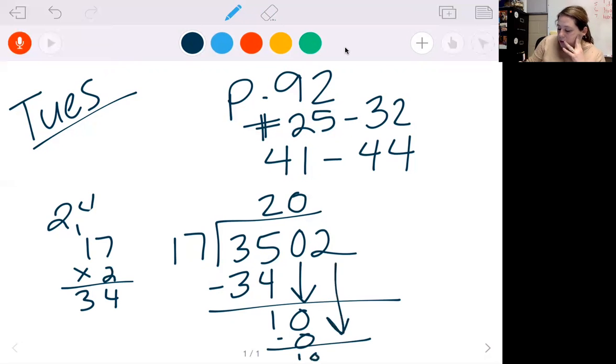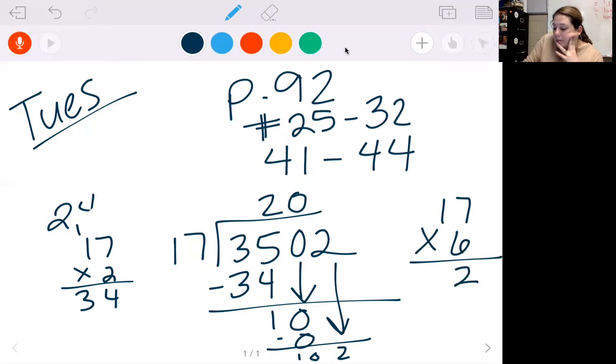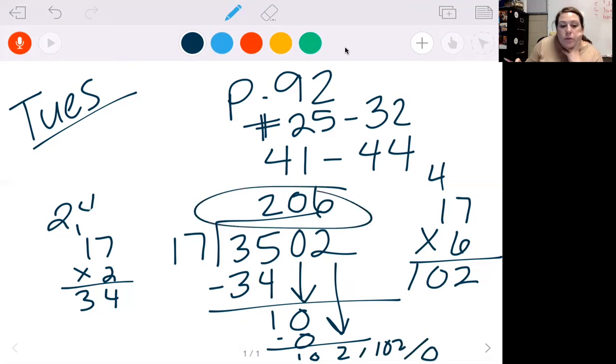10, bring down the 2. All right, now 17, we need to go off to the side and see how many times it goes into 100 too. So let's try 6. 6 times 7 is 42. 6 times 1 is 6, plus 4 is 10. So it goes in 6 times. 17 times 6 is 102. You would subtract that, get 0. So our answer is 206.